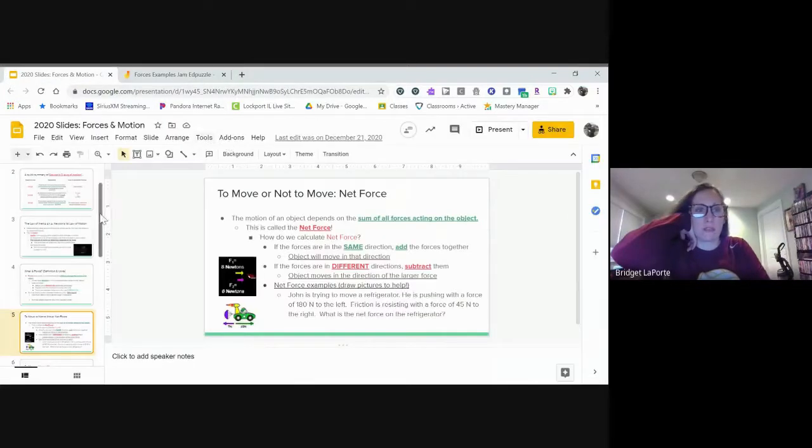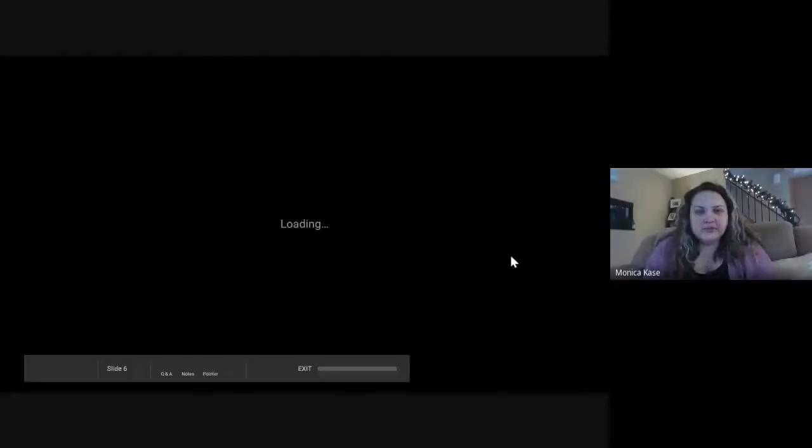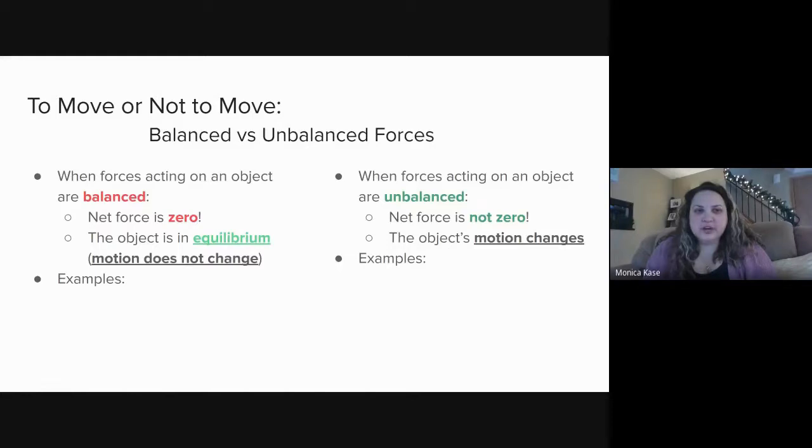All right, last thing to go over here before we wrap up. All right, so are they balanced or unbalanced forces? When we're talking about balanced forces, these are when their net force is equal to 0. All right, so this will mean that the object is at an equilibrium. That means that they're just kind of holding out right where they're at. They're not moving at all. Their motion doesn't change. So if you get something that comes out to a 0 net force, that means that it's balanced. It's at equilibrium.